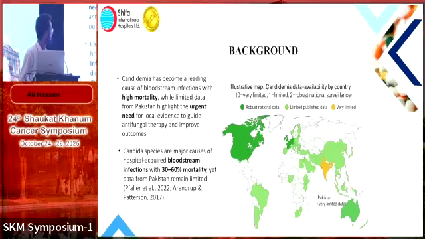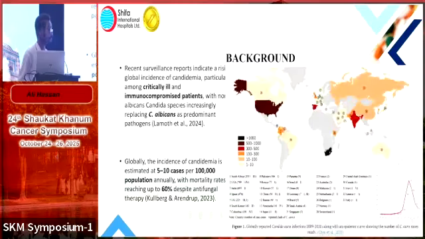The data from Pakistan is very limited about candidemia. We are following the international guidelines about candidemia, that what antifungal should be given, but we don't have the local data. So that was the motivation for us to perform that study. Similarly, there is a shift from Candida albicans species to other species, and the other species that we are reporting are more resistant to antifungal treatments. A study has reported that globally, the incidence of candidemia is estimated at 5 to 10 cases per 1 lakh population annually, with mortality rates reaching up to 60% despite antifungal treatment.